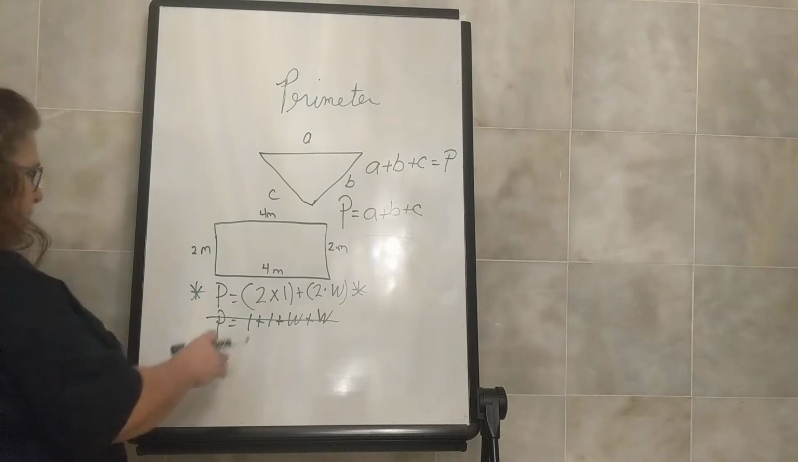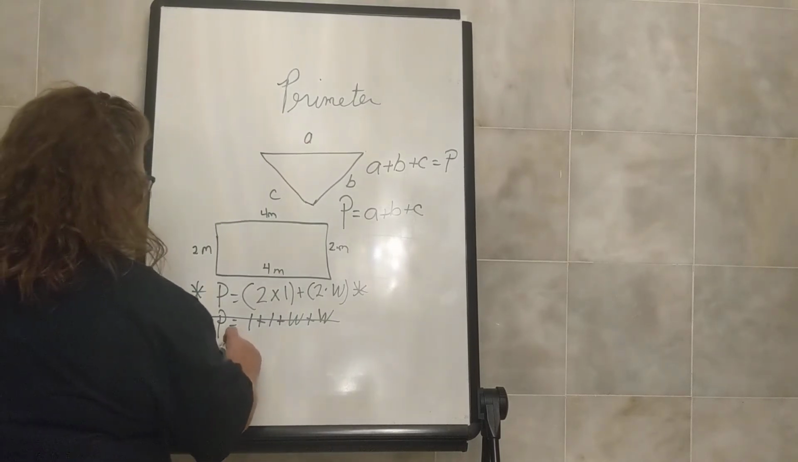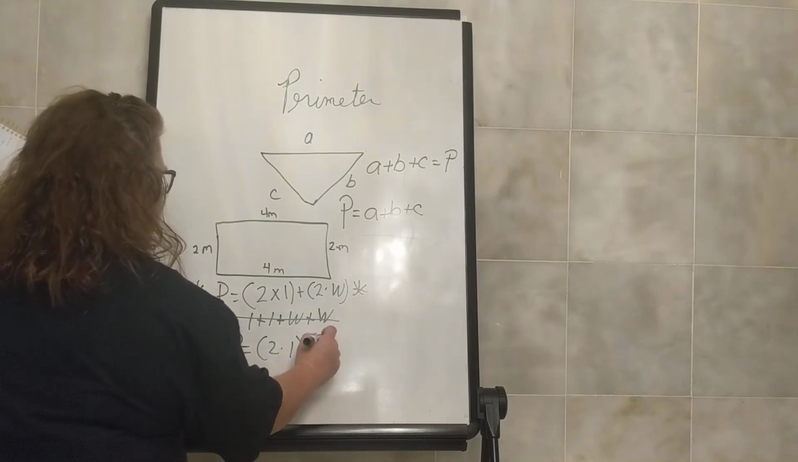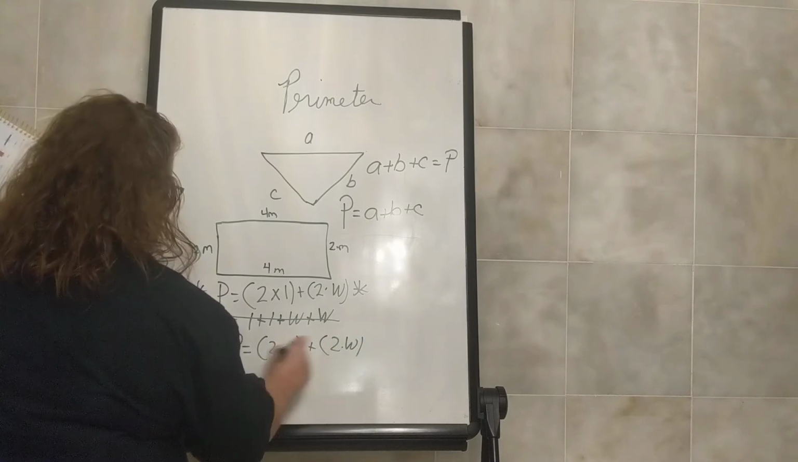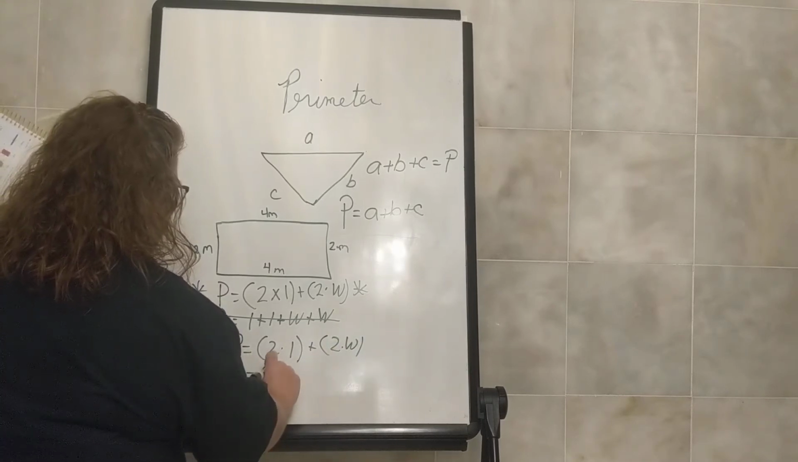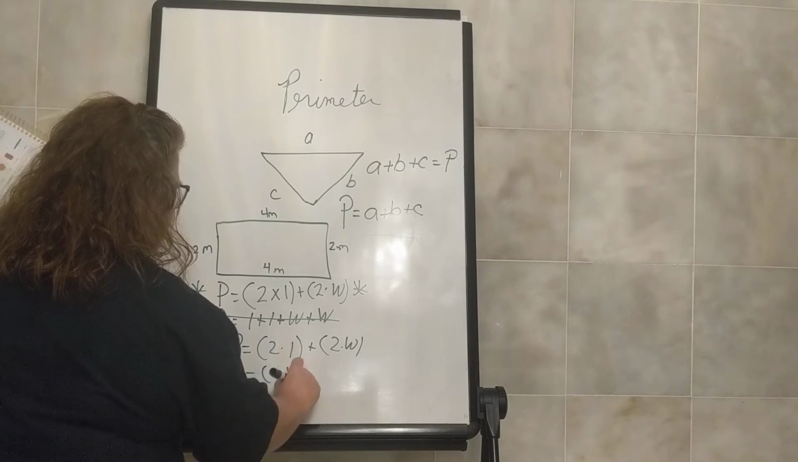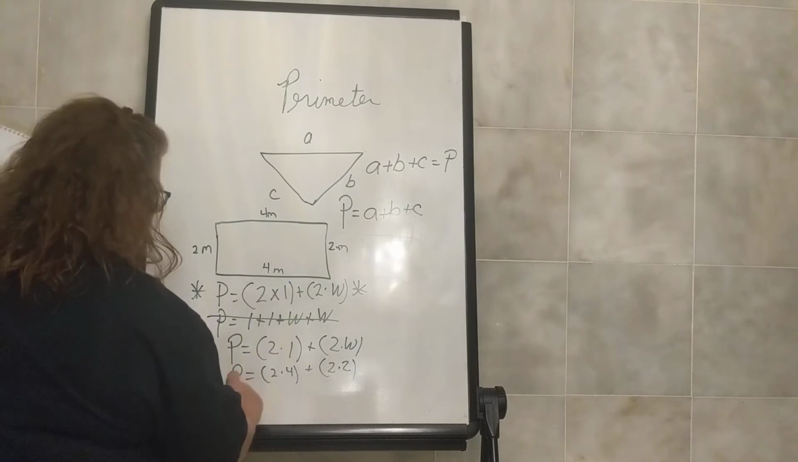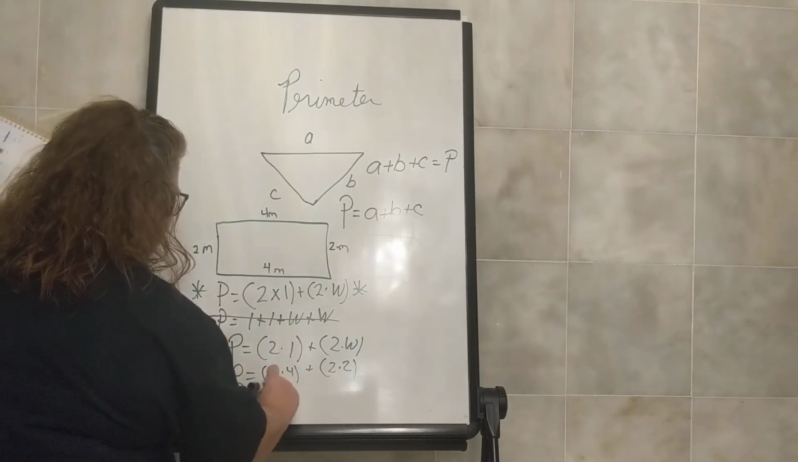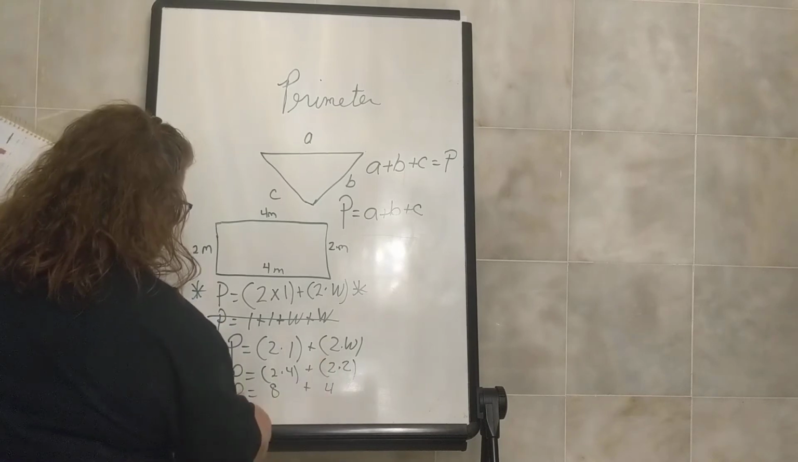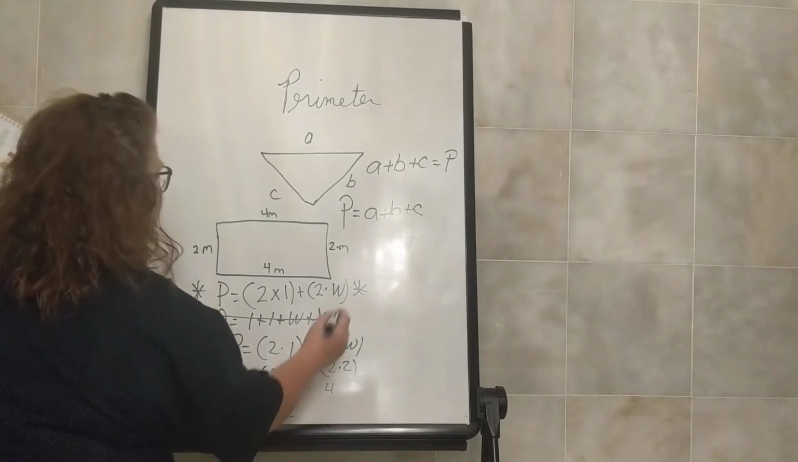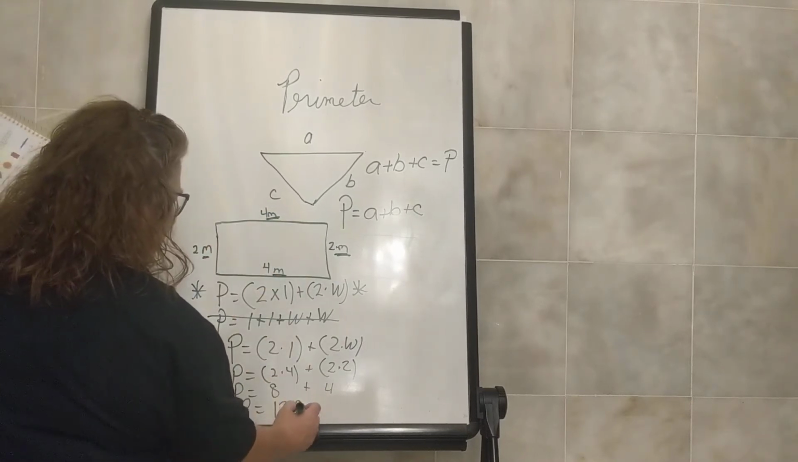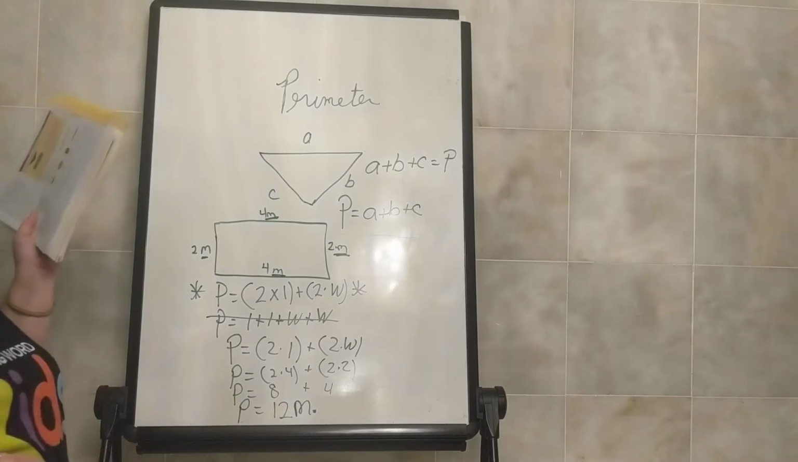So let's go ahead and find the perimeter for this. I'm going to write my formula before I begin. Perimeter equals 2 times the length plus 2 times the width. So perimeter equals 2 times 4 plus 2 times 2. And we're talking about meters. So perimeter equals 8 plus 4. So perimeter equals 12. You always have to put what the measurement is. Perimeter equals 12 meters. Okay? And that is what your answer is.